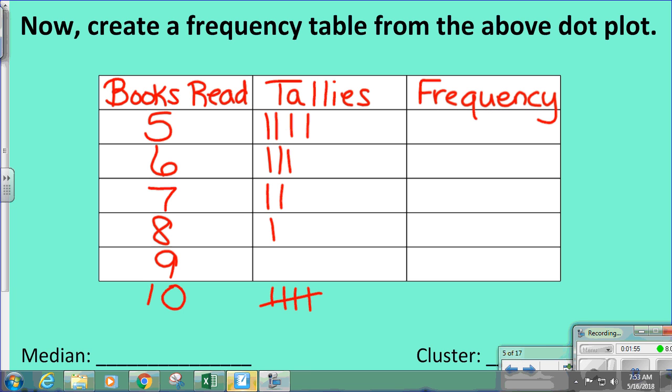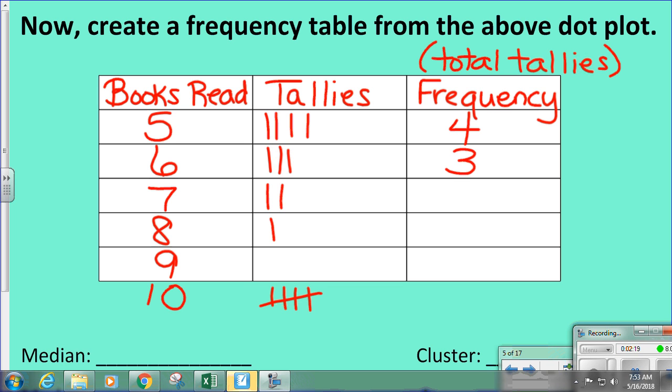Okay, so this is what we should look like after we're done with our tallies. And now for the tallies, we need to get the frequency. All we do is total the tallies. So for 5 books read, we have 4. That's the frequency. For 6, we have 3. For 7, 2. For 8, 1. For 9, we have 0. And for 10, we have 5.